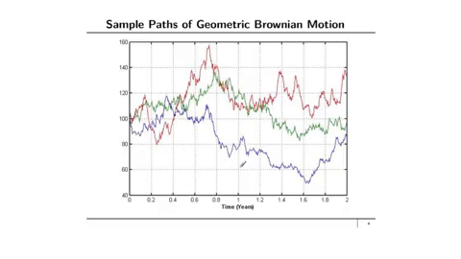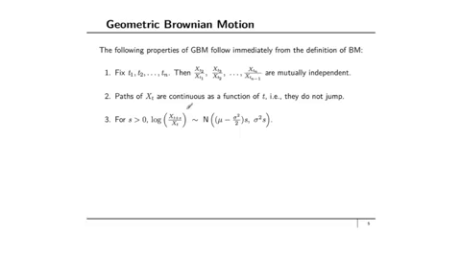Here are some sample paths of geometric Brownian motion. The important thing to notice with these paths is that they are continuous, they are very jagged. If I was to zoom in, I would still see that they are very jagged, and they are continuous, as I said, so they do not jump. I can draw any one of these paths by keeping my pen on the page.